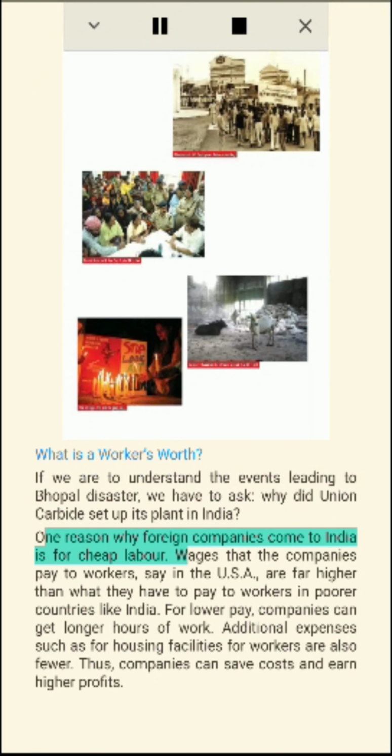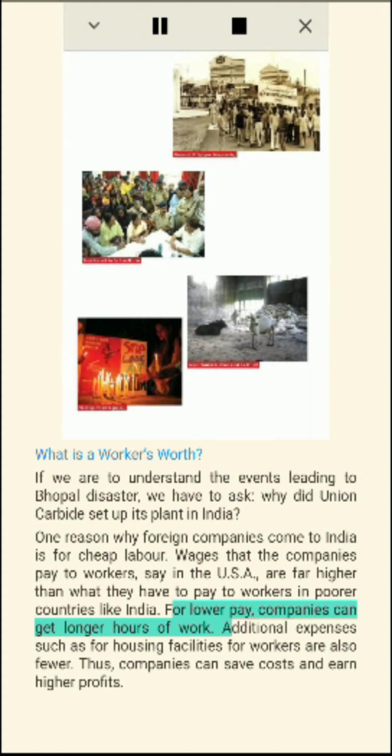If we are to understand the events leading to the Bhopal disaster, we have to ask, why did Union Carbide set up its plant in India? One reason why foreign companies come to India is for cheap labor. Wages that the companies pay to workers, say in the USA, are far higher than what they have to pay to workers in poorer countries like India.